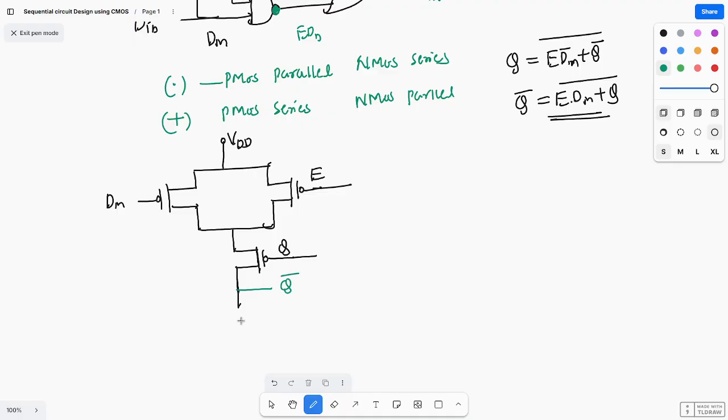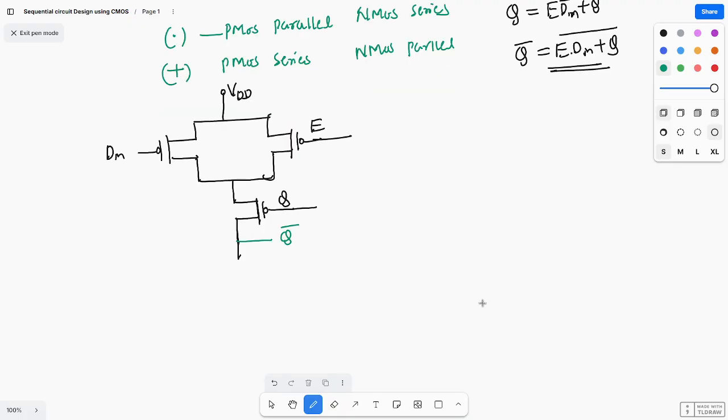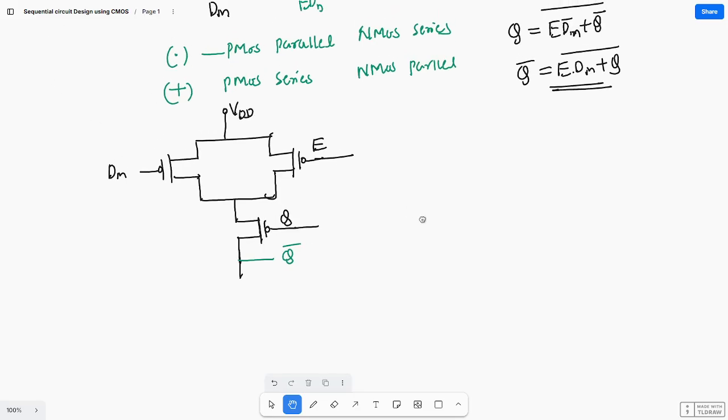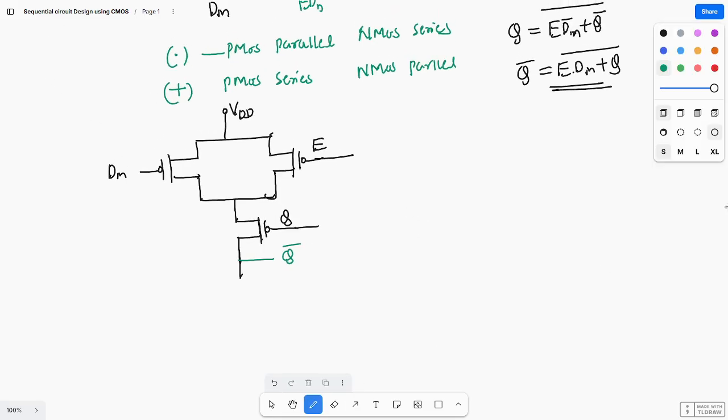Next, if you take the NMOS, this is Q bar. This is the AND operation. AND operation means these two are in series. These two are in series. So this is D in, and what is this?